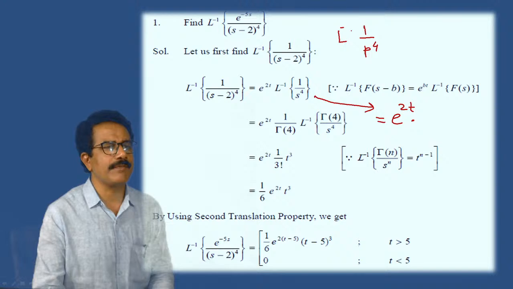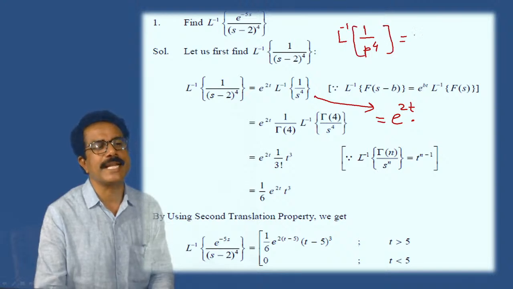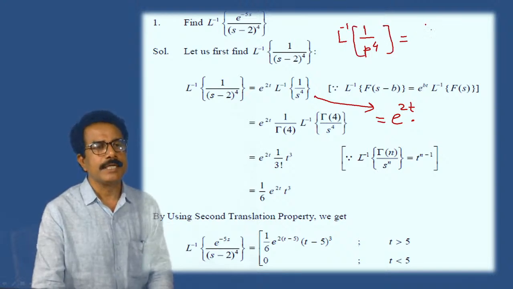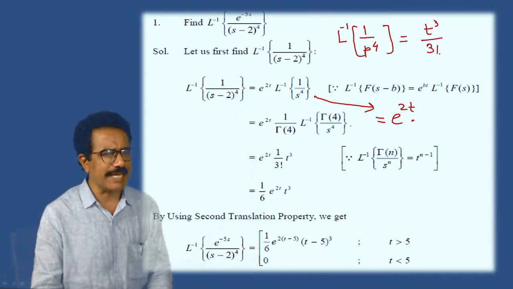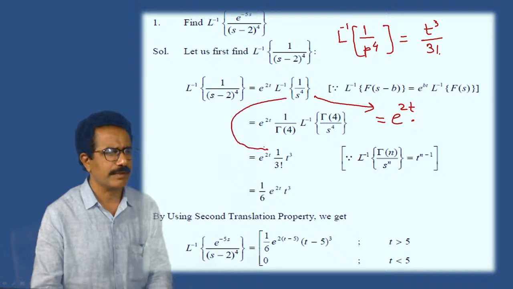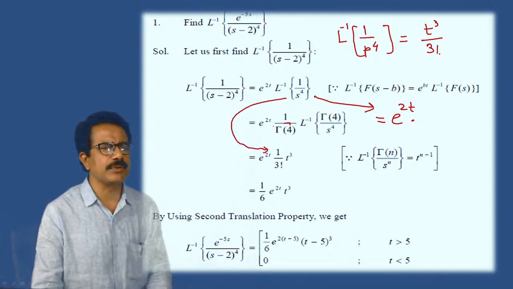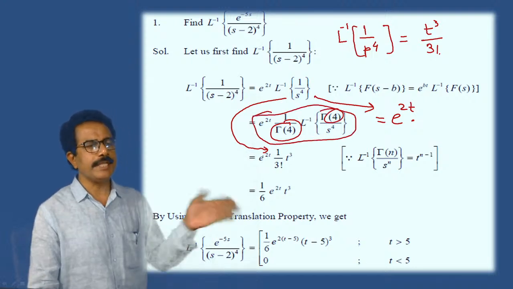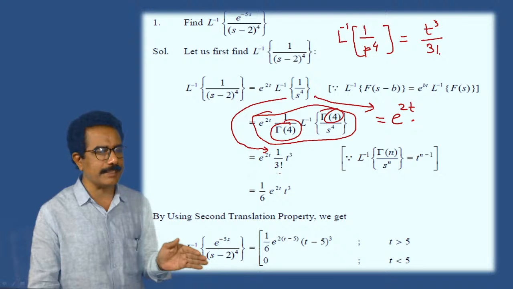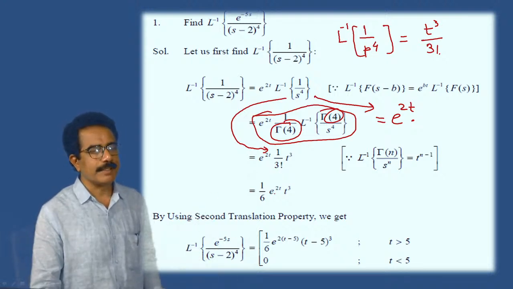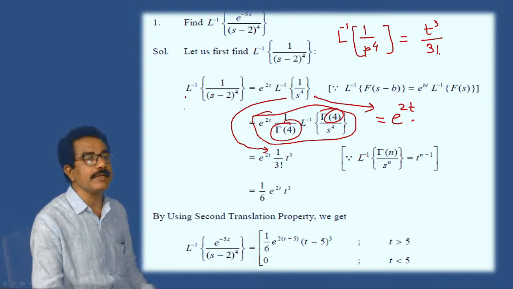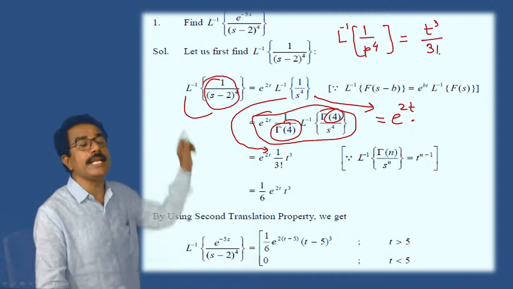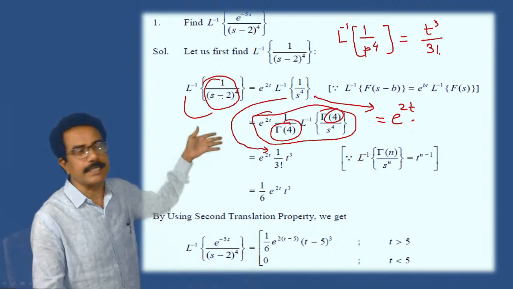L inverse of 1 upon p raised to 4, we can directly take the value t raised to 3 divided by 3 factorial. So you can use this directly here. It is not necessary to divide and multiply here. You can reduce this step also. So we will get e raised to 2t, t cube divided by 3 factorial, that is e raised to 2t into t cube divided by 6. This is the inverse Laplace transform of only 1 upon (s minus 2) raised to 4.